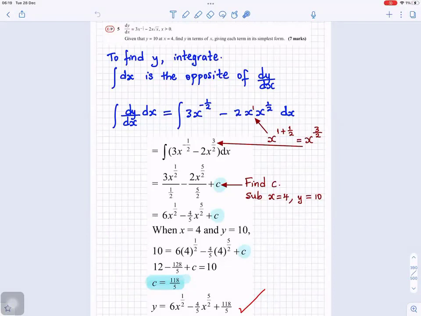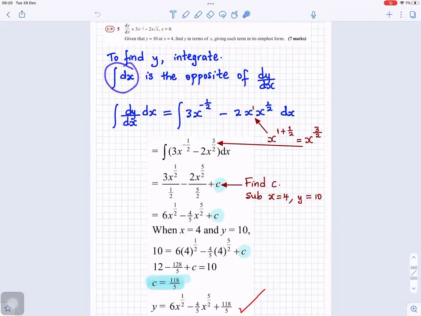Question number 5. dy over dx is equal to 3x to the minus a half minus 2x times root x, where x is greater than 0. Given that y equals 10 and x equals 4, find y in terms of x. Give each term in the simplest form. It's a 7-mark question. So to find y, we need to integrate, because we've been given dy over dx.